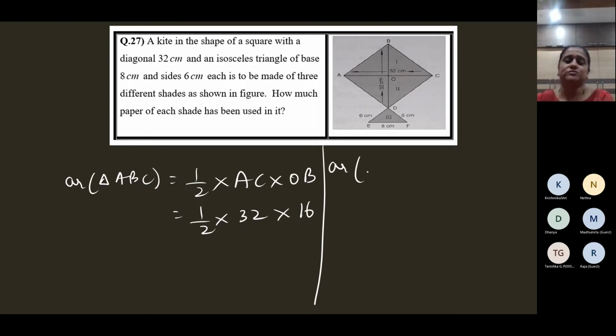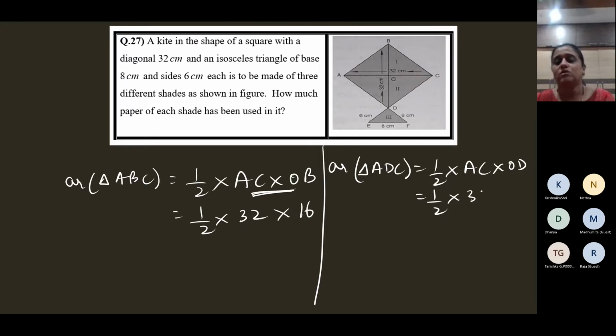Region 2? Triangle ADC. Area is equal to half into base, AC, into height OD. Very good. Half into AC, which is 32, into OD, which is 16. Which is region 3? Triangle EFD, or EDF, or DEF. Correct. Any of these is fine.